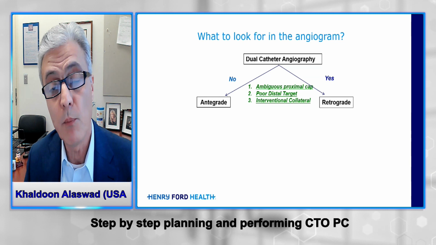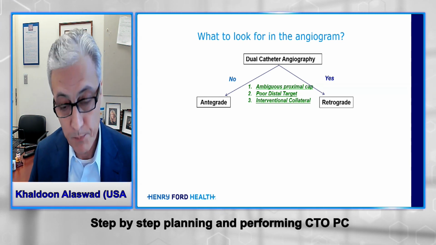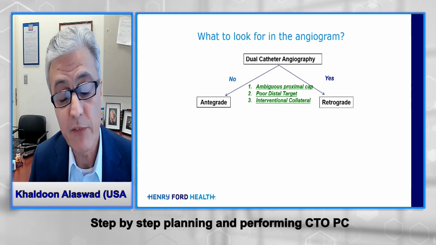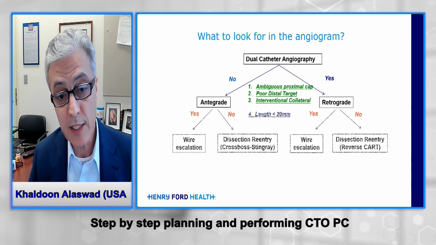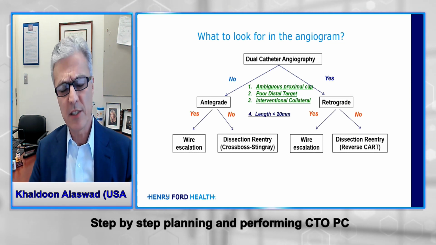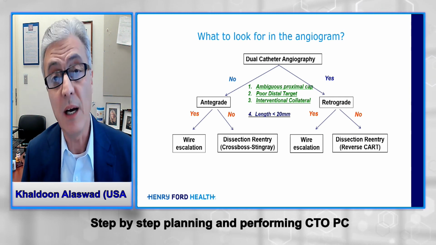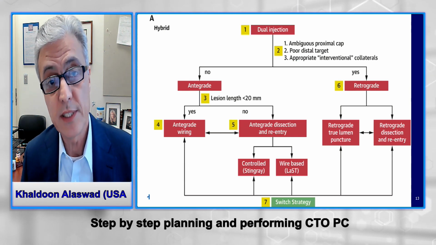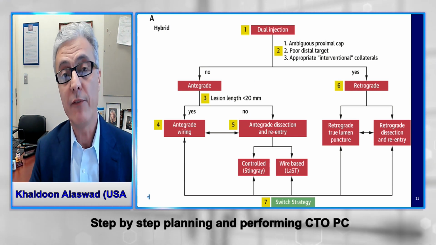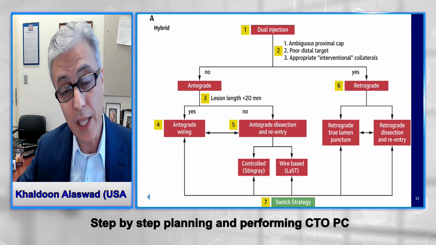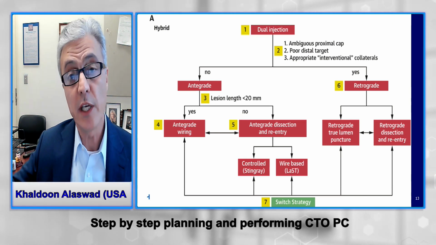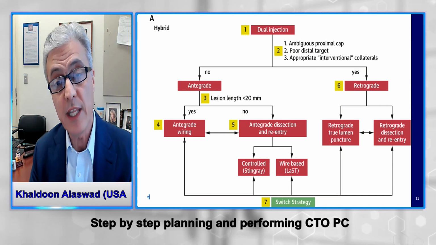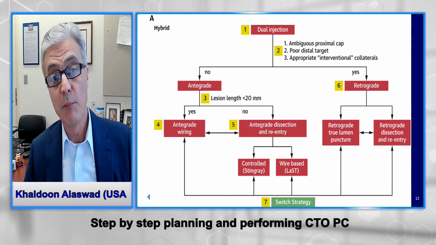So when you look at the angiogram, what information do you need? You need to ask about the proximal cap, the target, and whether you have an intervention on collaterals, or collaterals you can cross. Then the length of the occlusion becomes somewhat important, and this comes from the hybrid algorithm. When you approach CTO PCI, you really have to have a plan. You have to have planned out in your head what you're going to do, first step, second step, third step, and when you're going to fail. If you think that way, you actually guarantee success more than failure.